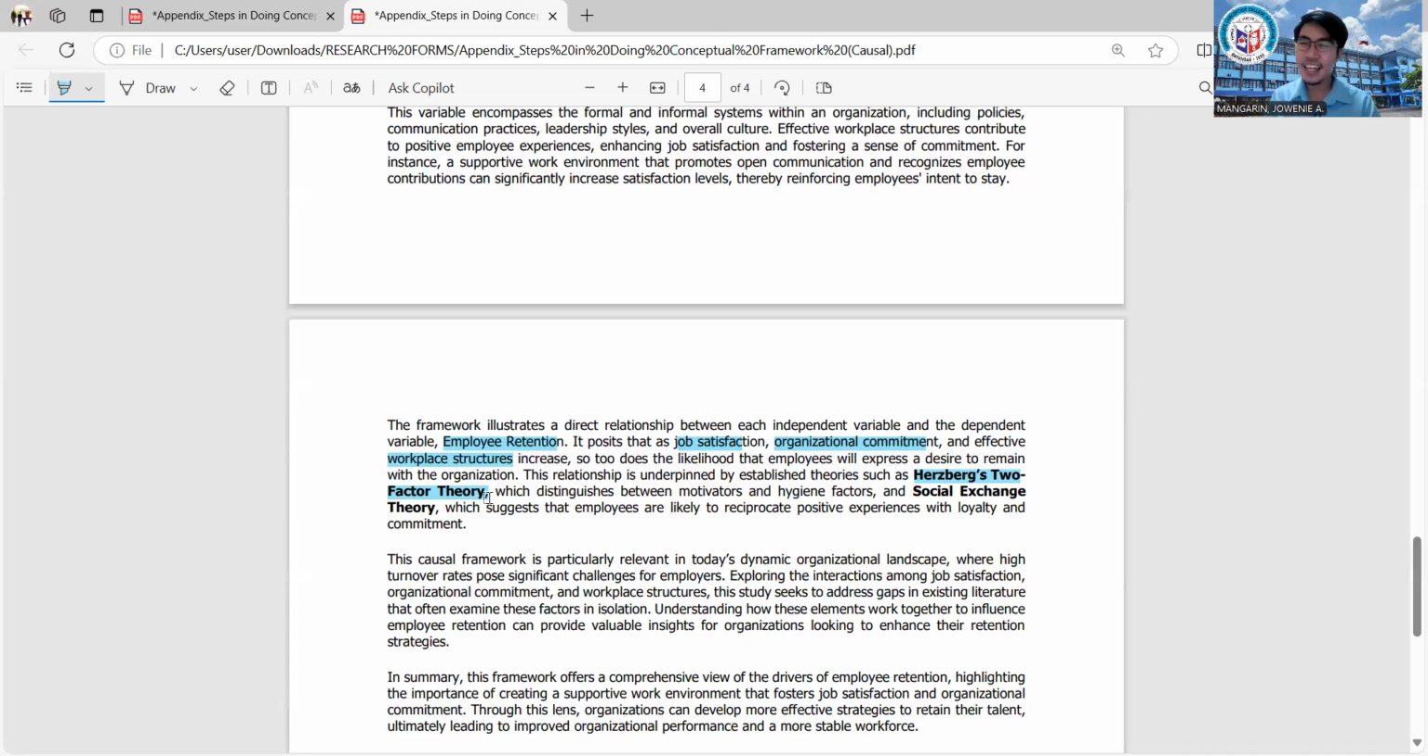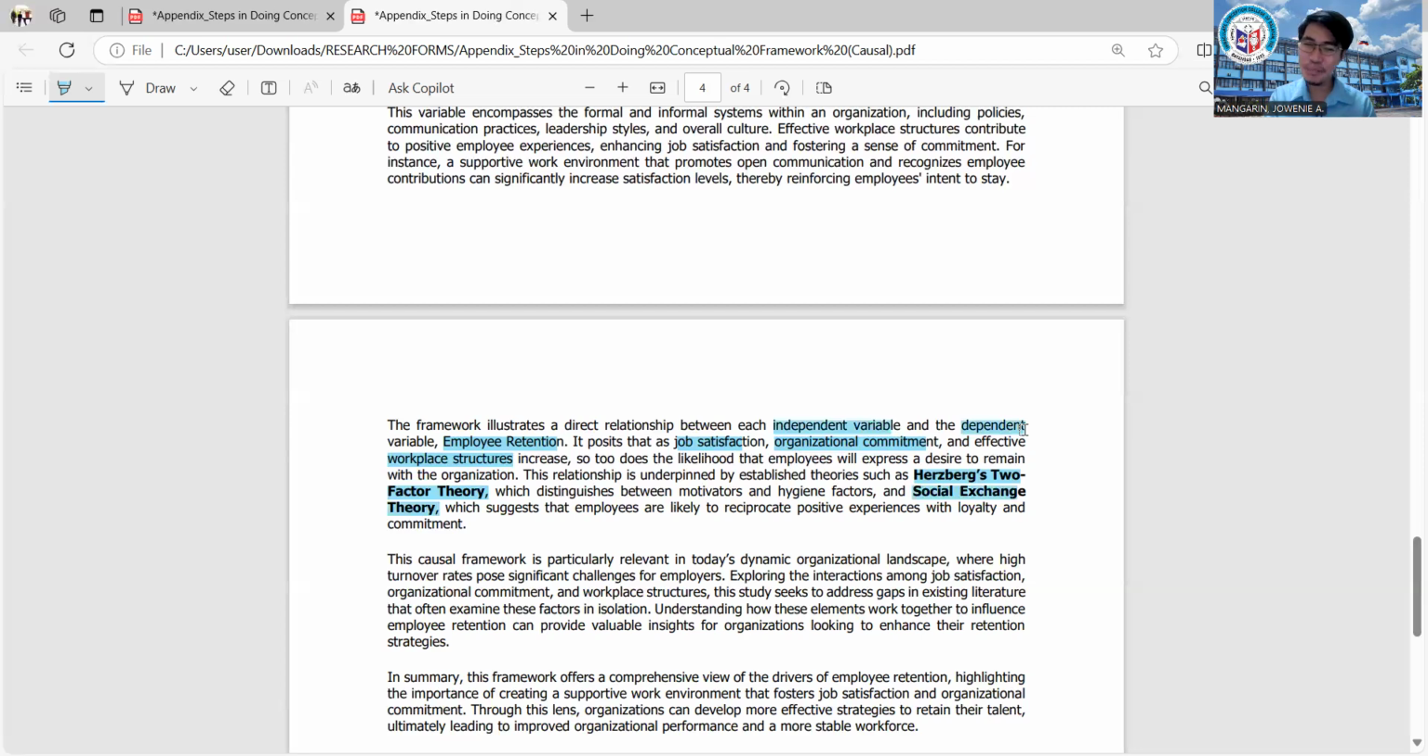So more or less, dalawang frameworks ang gagamitin nila sa study nila. They will be utilizing theoretical framework and the conceptual framework, which is the causal framework. At ang naging basis nila for their causal framework is yung kanilang theoretical framework. Okay po? So this is the basis nila, no? Yung Herzberg and social exchange theory ang kanilang naging basis for their independent and dependent variable.